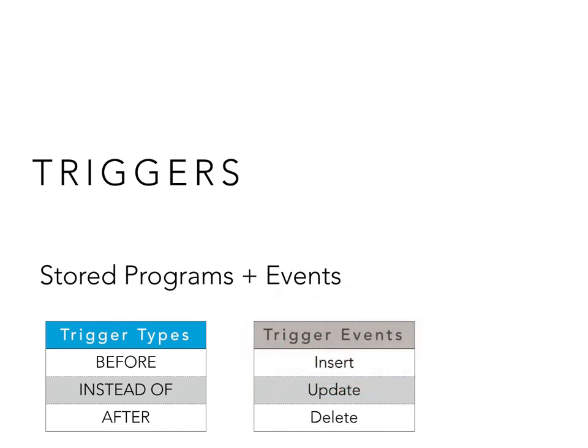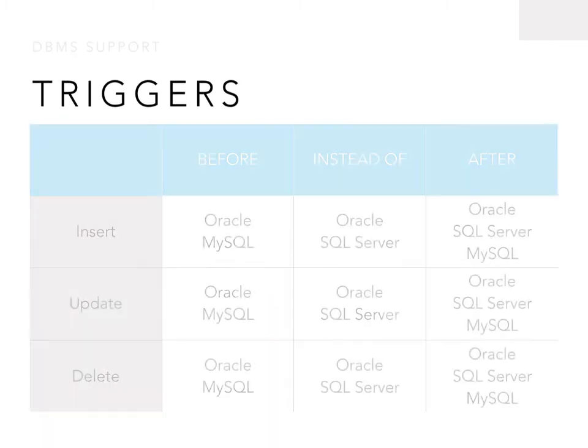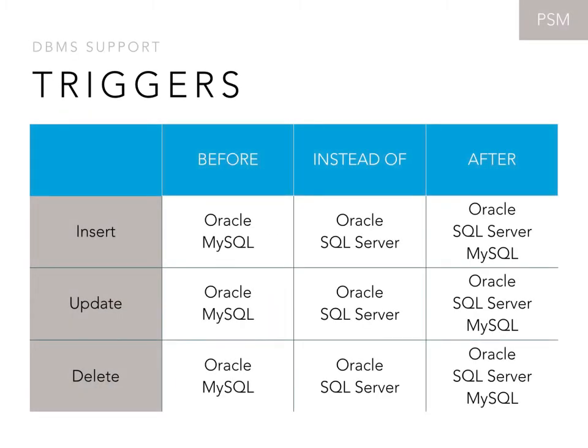A before insert trigger would happen before an insert occurs on a table. We could write a function that happens at that time and apply some logic based on the values in the table and in the update or the insert. If you then look at the combination of these, you can have 9 different trigger types, and not all databases support the same set. So this shows you that MySQL just supports before and after, SQL Server supports instead of and after, and Oracle supports everything.